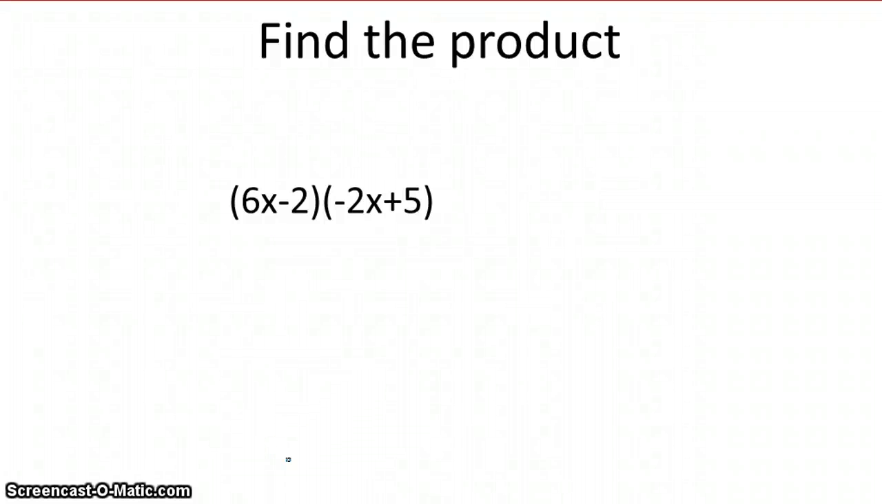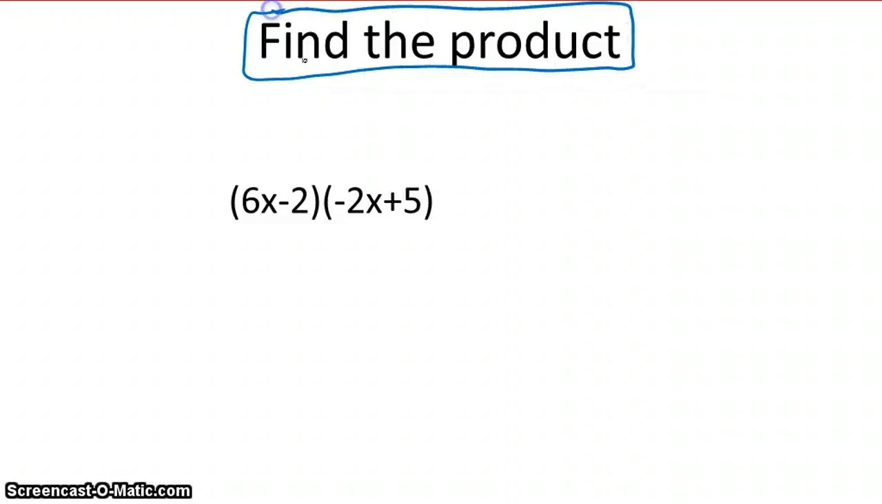Okay, now that we have looked at the background of how you can multiply a binomial times a binomial, now I want us to set it up one more time and see how we can practice. Again, please note that the directions say find the product, because that's what you'll be looking for on the test or quizzes. Product just means to multiply them together.